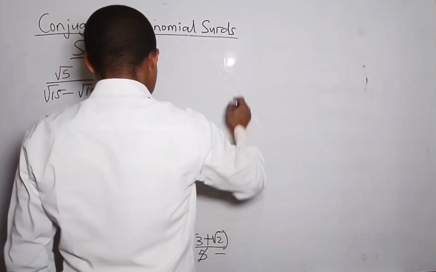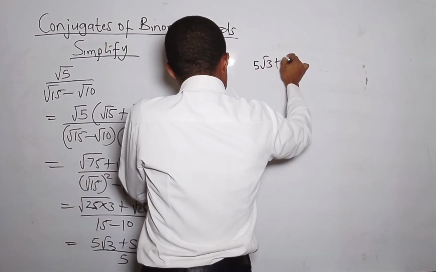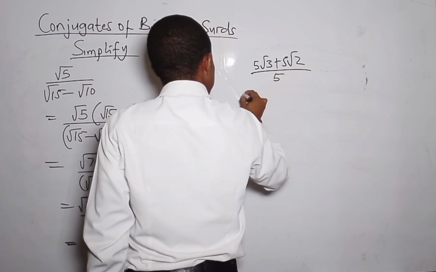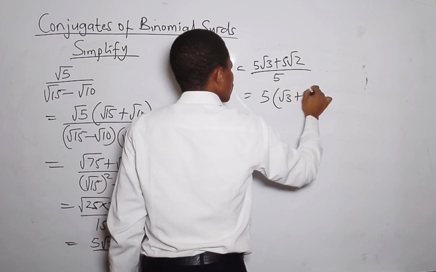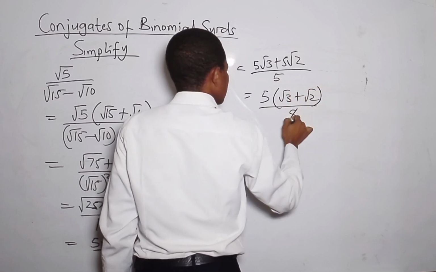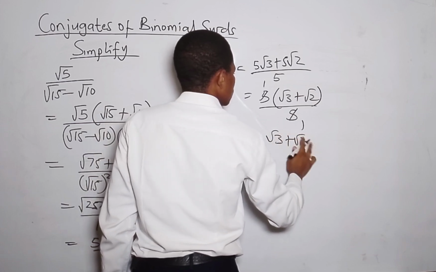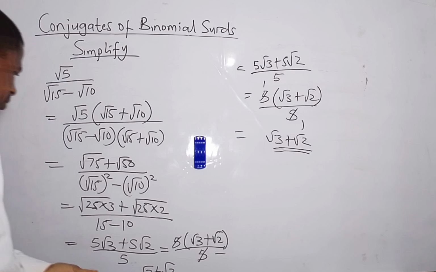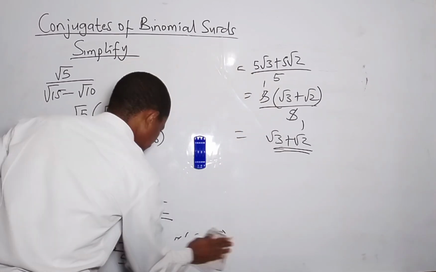You can come this way, still say the same thing. 5 root 3 plus 5 root 2 over 5. So we collect like terms, 5 into bracket root 3 plus root 2 over 5. This 5 cancels this 5. So our answer will be root 3 plus root 2. Any of these will be the answer, root 3 plus root 2, or we leave the answer this way. But it's simpler done this other way.